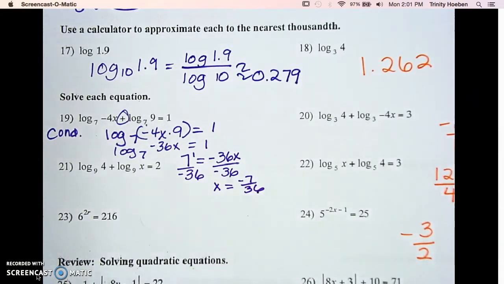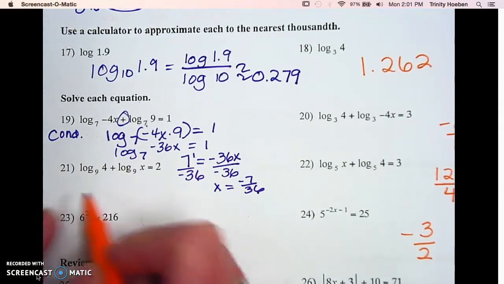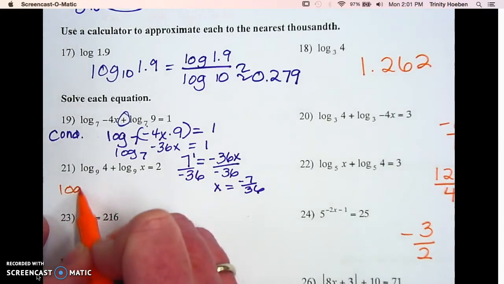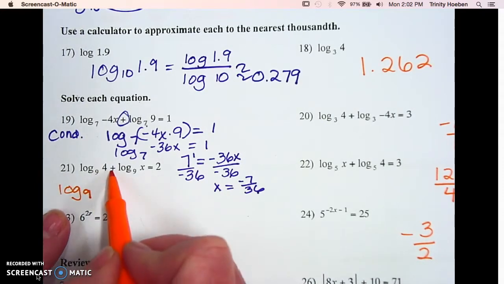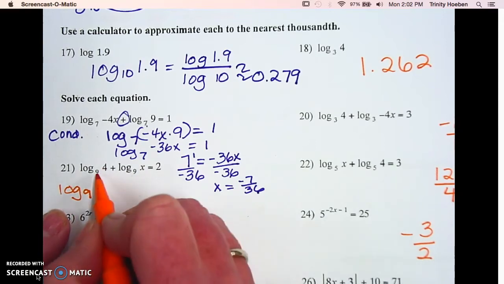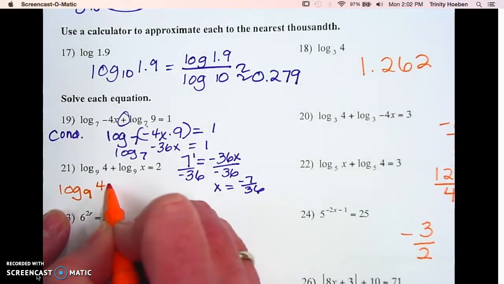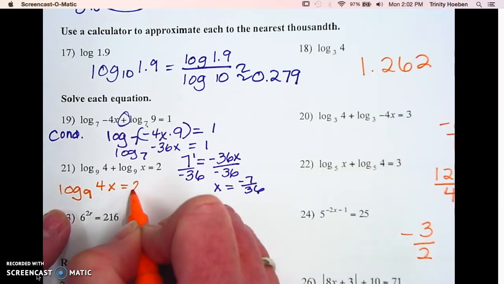All right. Number 21, same thing. We're going to condense the left side. These are both log base 9. So our condense is going to be log base 9. Adding again, so we're going to multiply the 4 times the x, which just gets us 4x. Set that equal to 2.